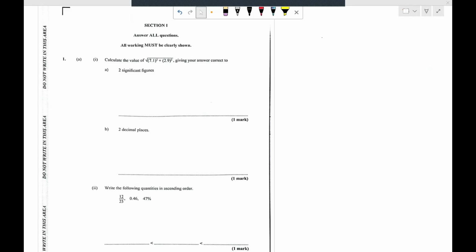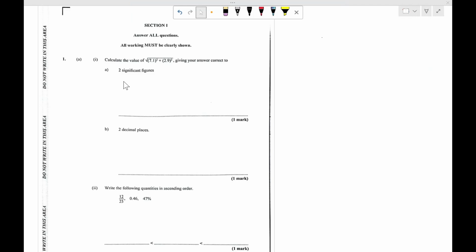Okay, so number 1, calculate the value of the square root of 7.1 squared plus 2.9 squared. Right, so again, for maths, we have to work out those squares first. We add them together and then we find the square root, right? They want the answer to two significant figures and then two decimal places.